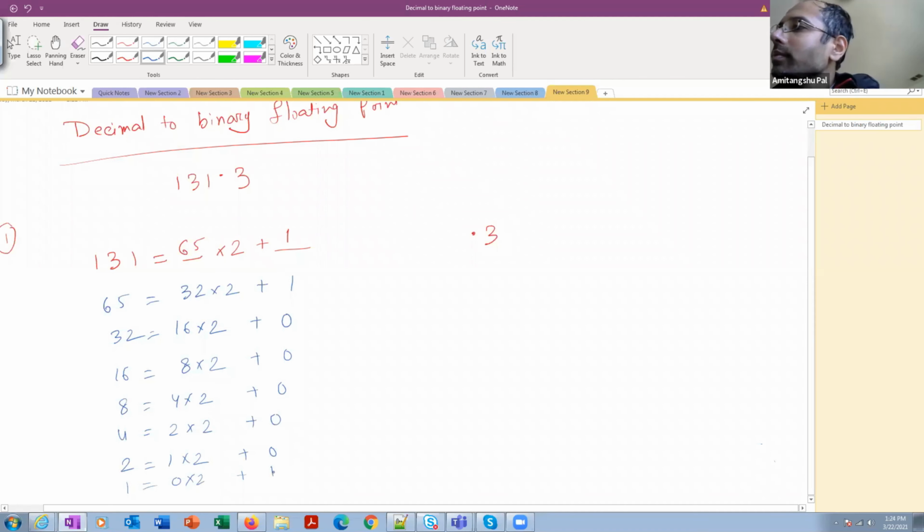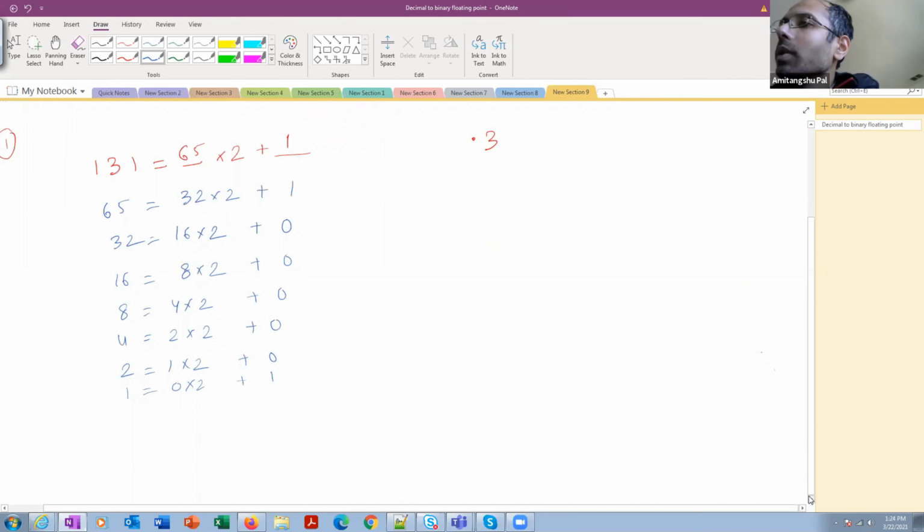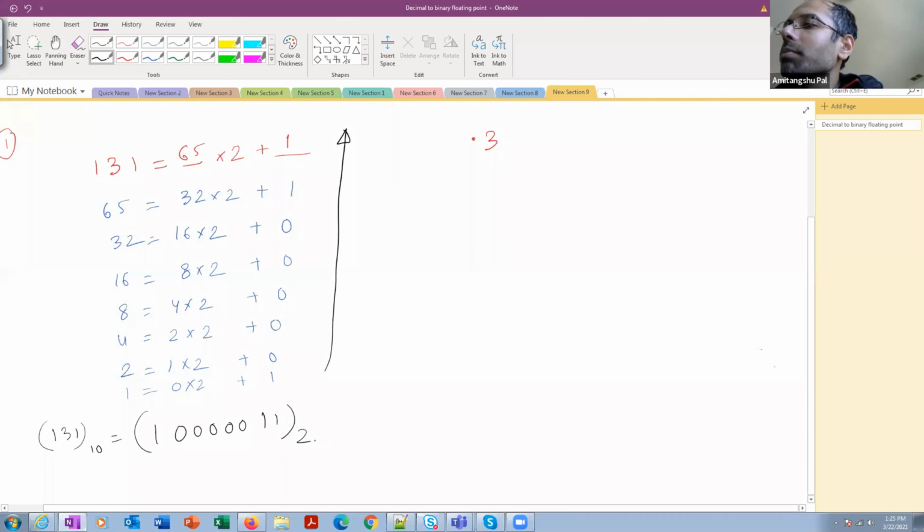So for 131 decimal, the corresponding binary number is obtained by traversing the remainders in reverse order. So I get 1, then five zeros, then 1, 1. This is the binary number corresponding to 131.